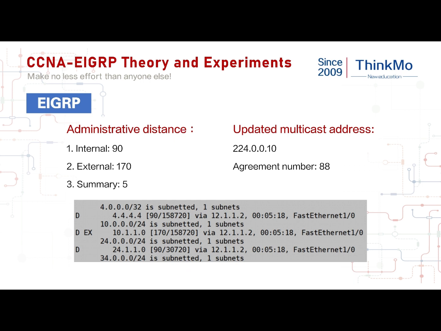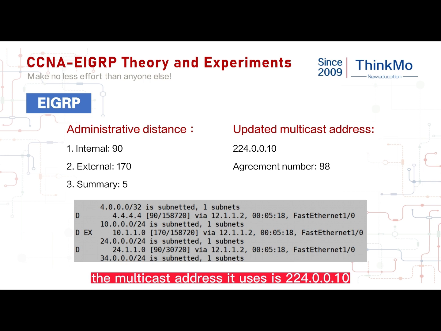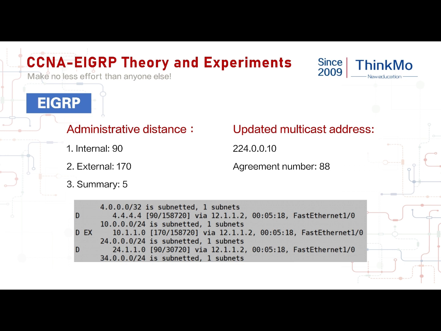Let's move on. Update multicast address. When we use EIGRP, the multicast address it uses is 224.0.0.10. This needs to be remembered. When we learn about OSPF, that's 0.5 and 0.6. It uses 2, EIGRP uses 1. 224.0.0.10. And the protocol number is 88.